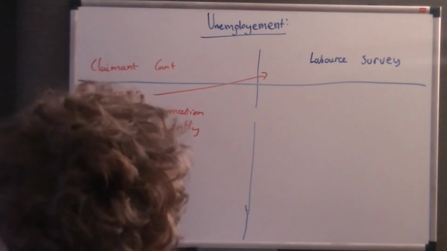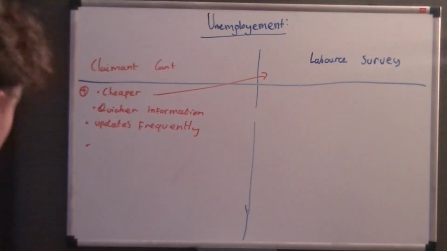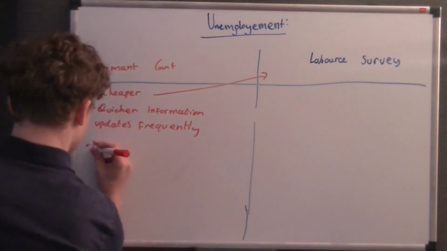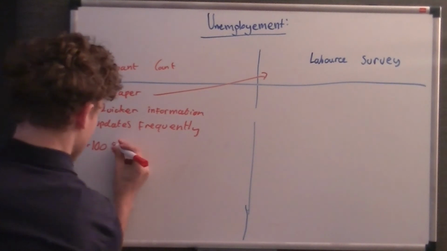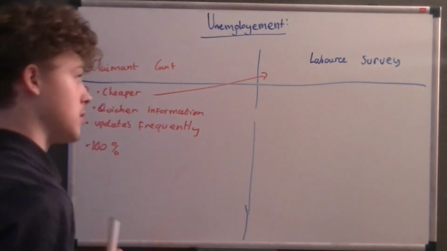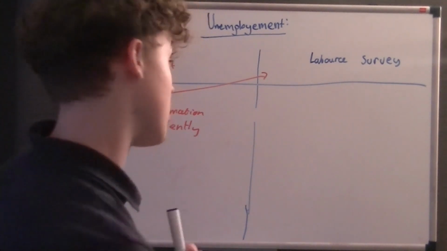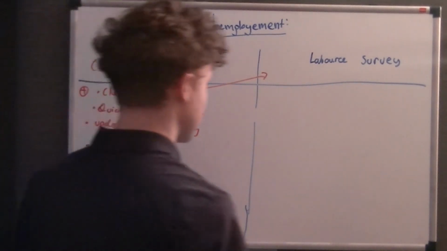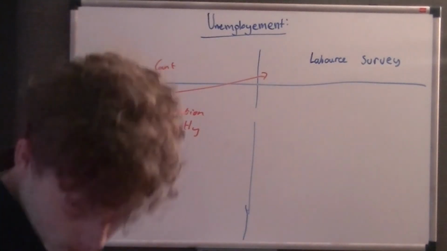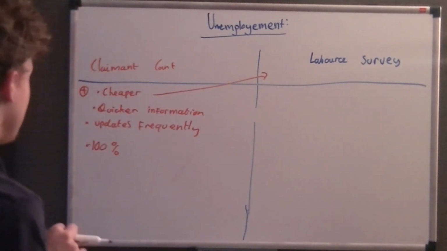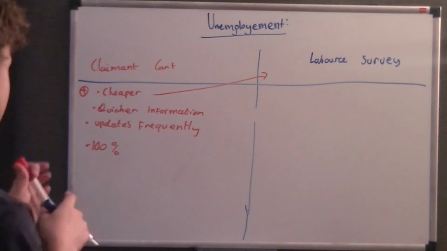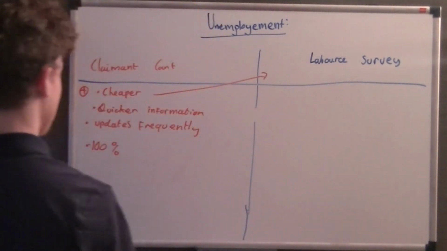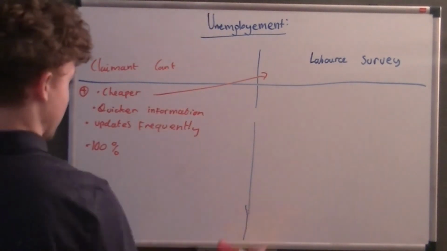And it's also a 100% count, so it's a count of absolutely everyone. So we can go to any city and we can know the people that could claim state benefits from Jobseeker's Allowance. However, the advantages of the labour force survey are... we'll do the disadvantages of the labour force survey. So as these are advantages of this, it'll be the disadvantage of this.